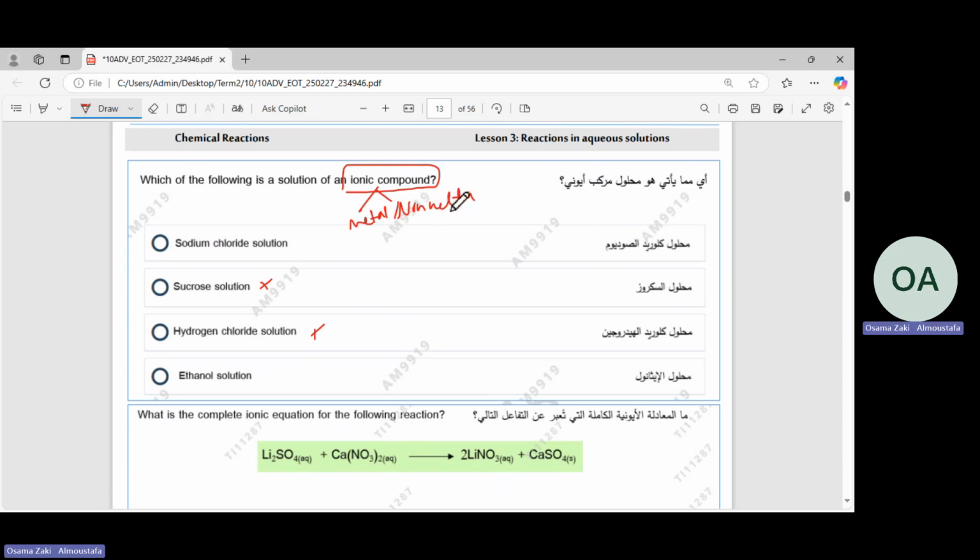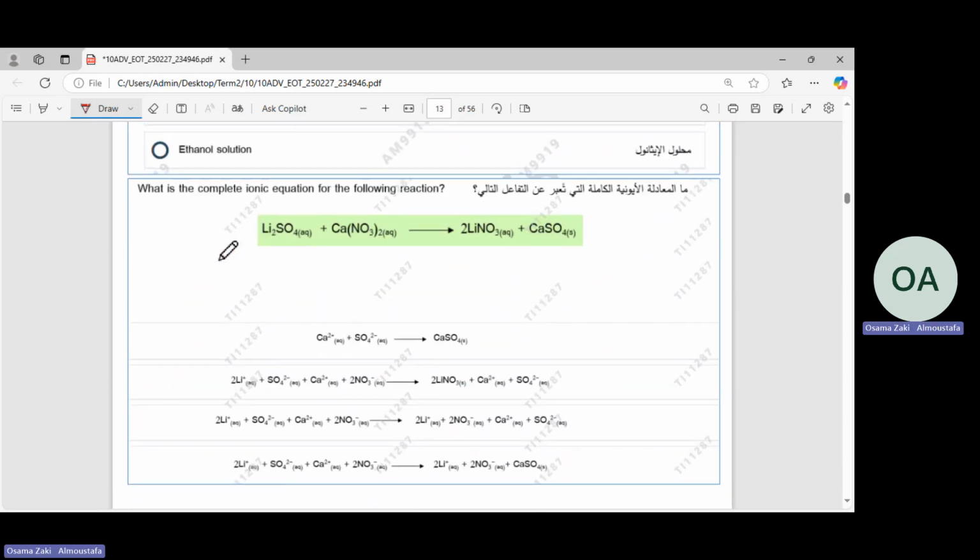Okay, non-metal. So here, sodium is metal and the chloride is non-metal. So this is the ionic compound. Okay. Next question. What is the complete ionic equation?